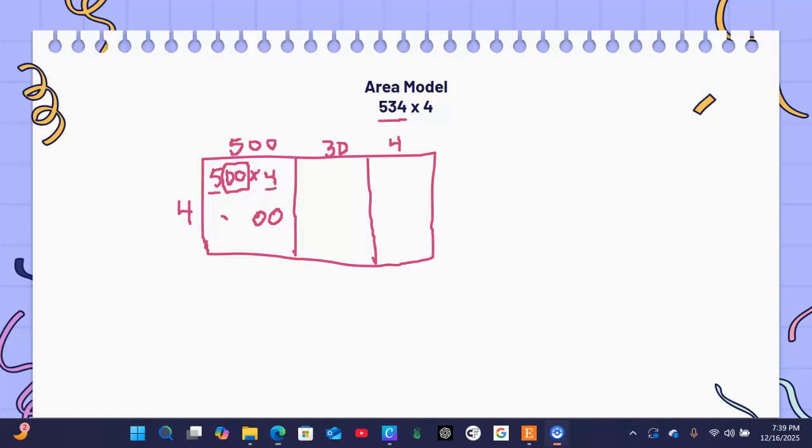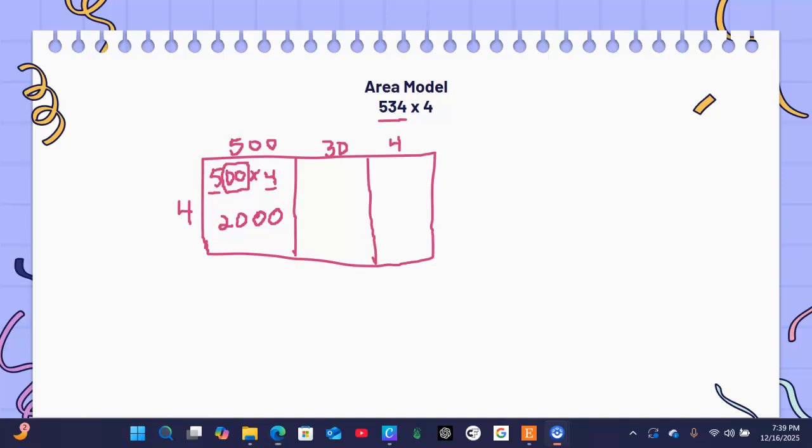Now, the reason why you put a box around those 2 zeros and write them first is because you want to make sure that you don't make a mistake. One of the common mistakes that I see students do is they put 500 times 4 and then put an answer of 200 because they forgot to add another 0 to represent the 0 in 20.